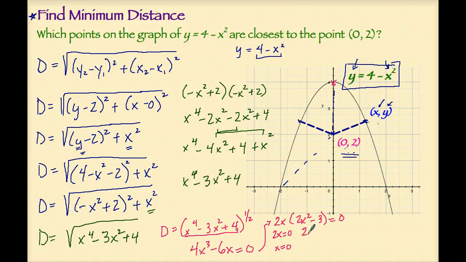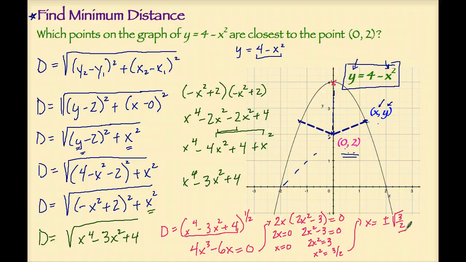However, when I set 2x squared minus 3 equal to 0, that's going to give me 2x squared equals 3, which leads to x squared equals 3/2, which gives me x equals plus or minus the square root of 3 over 2. The square root of 3 over 2, positive and negative, because there are 2 points on the parabola where we're going to have that minimum distance.